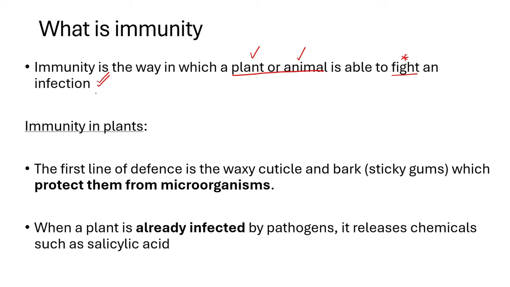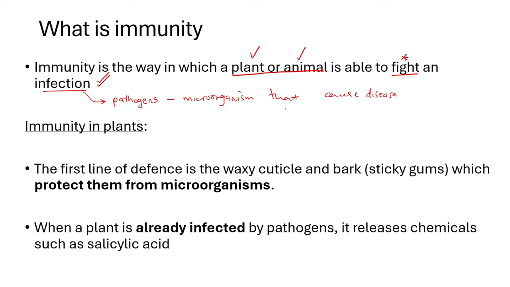I remember that first, this word infection or disease, it is caused by pathogens. Pathogens are just small microorganisms that can cause disease. So if a pathogen enters into the body of a plant or a human being, that plant or human being is going to get infected. So when you say that you are sick, it means that a pathogen has infected you.